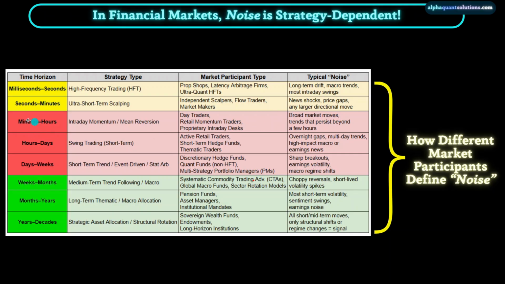Next, for strategies going from a few minutes to a few hours, well, here, if we take the example of intraday traders, then trends that last beyond a few hours can be more of a distraction than help. And basically, broad market moves often swamp the smaller reversals that these traders tend to capture.